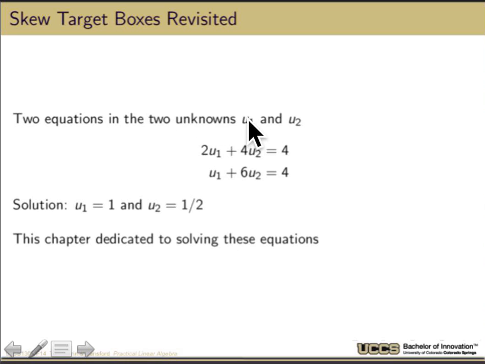With those two equations and two unknowns, I can write two equations: 2u1 + 4u2 = 4, and u1 + 6u2 = 4. The solution, as we just saw, is u1 = 1, u2 = 1/2. There are lots of ways we can solve that. This chapter is, in fact, going to look at many ways we can try to solve that equation.